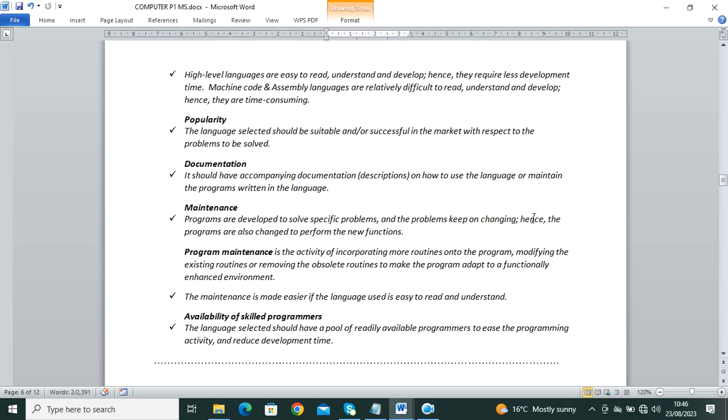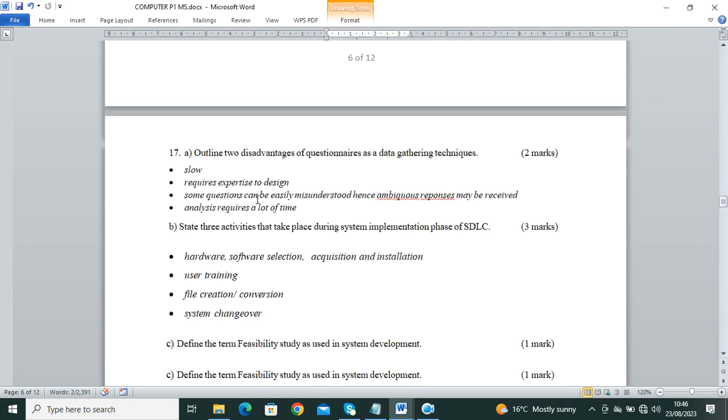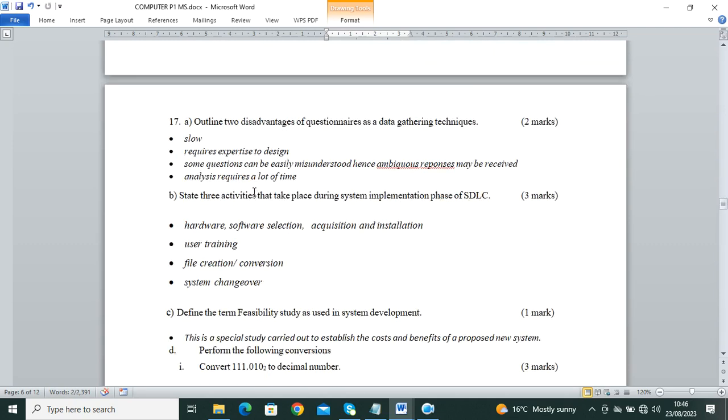Maintenance: programs are developed to solve specific problems, and the problems keep on changing. Hence, the programs are also changed to perform the new functions. Program maintenance, that is the ease of maintenance, availability of skilled programmers. You cannot just choose a language that you cannot get help with from other programmers.